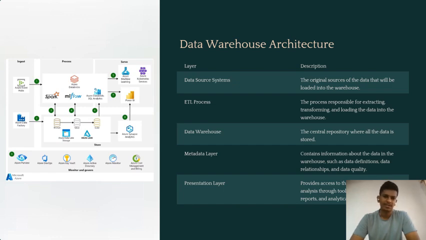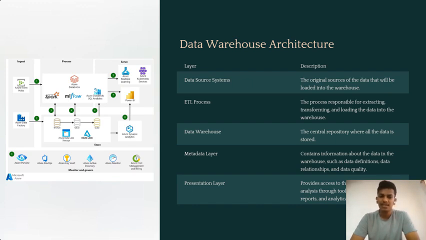Data warehouse architecture, layers and description. Data source systems: the original sources of the data that will be loaded into the warehouse. ETL process: the process responsible for extracting, transforming, and loading the data into the warehouse. Data warehouse: the central repository where all the data is stored.